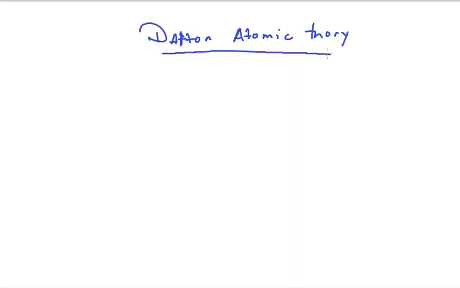Hello everyone, welcome again to the second part of the chemistry lecture. This time we're going to discuss the different types of atomic theory. I'd like to start with Dalton's atomic theory. There were many theories before Dalton, but Dalton's theory is considered to be very much accepted by the scientific community.